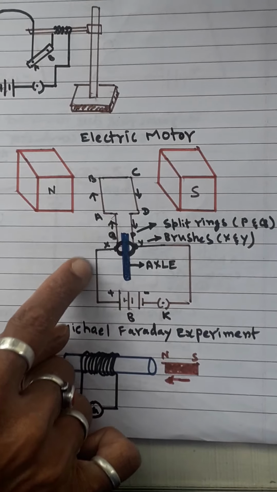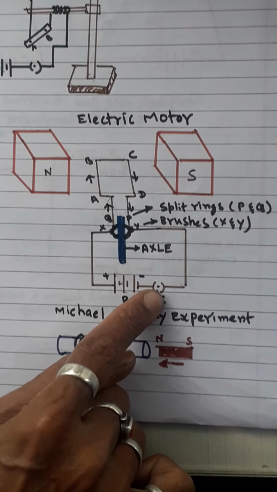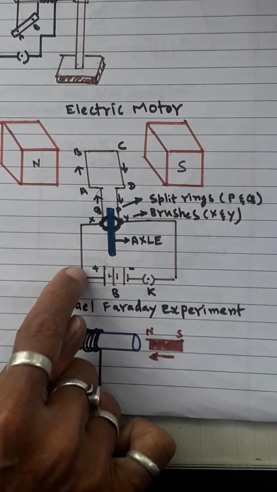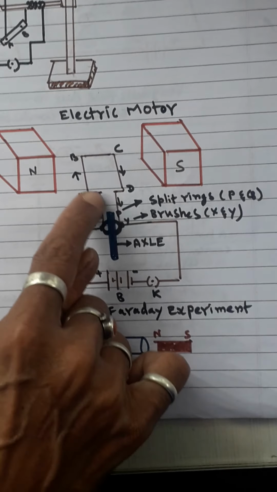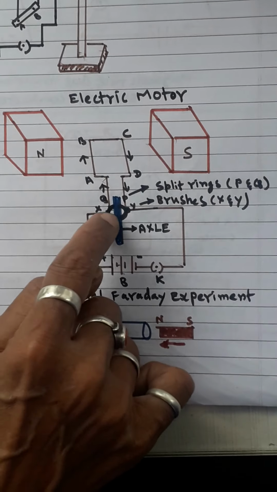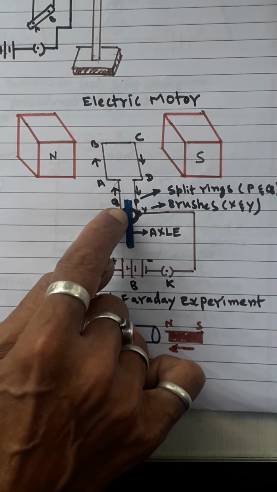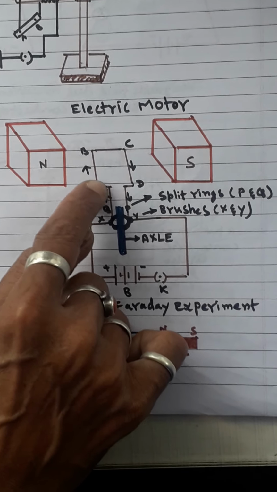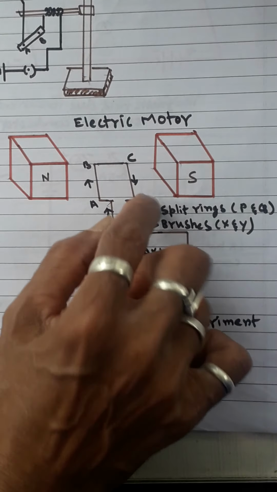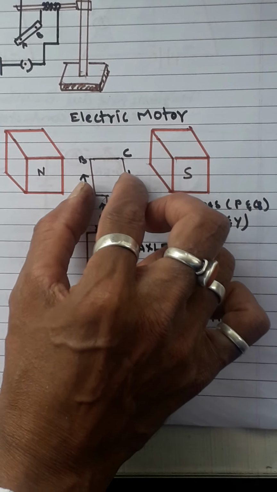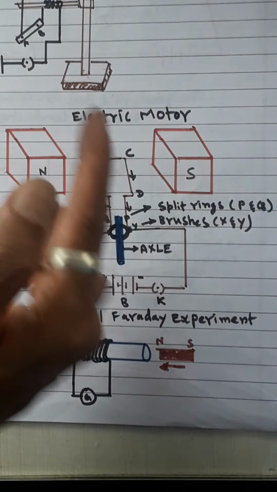So how does it supply the current? Here I connected a battery, and a switch is also there. As the current passes, it comes through the ABCD coil, through the carbon brushes, then goes to the split ring, and then the current passes through ABCD. As it passes, this coil starts to rotate in a clockwise direction.